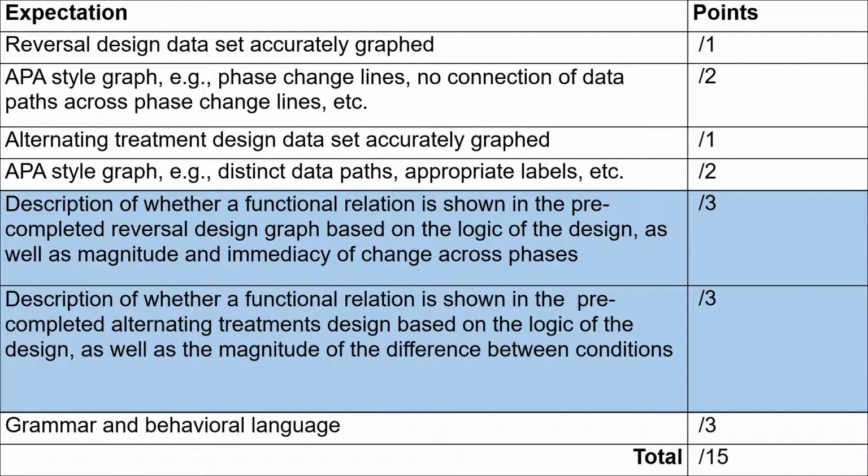Next, look at the completed graphs in the tabs labeled Graph. Describe whether or not a functional relation is shown in each pre-completed graph, based on the logic of each design. Again, be sure to analyze the data in the Graph tabs of the Excel sheet, not the graphs that you created. When submitting this assignment, upload a Word document with your analysis written in APA style, as well as the Excel file with your graphs.